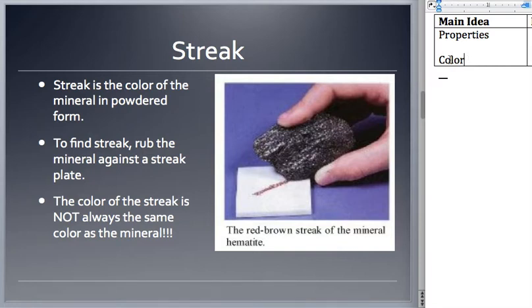Streak is the color of the mineral in powdered form. To find a streak, we rub the mineral against the streak plate, and this will tell us some more information about the mineral. The streak of a mineral is always the same no matter what. So quartz will always have a clear streak, even if the quartz itself is purple. The color of the streak is not always the same color as the mineral. For example, pyrite, fool's gold, even though it looks like gold, actually has a dark green streak, because when it gets powdered, it loses its shininess and it shows a different color.